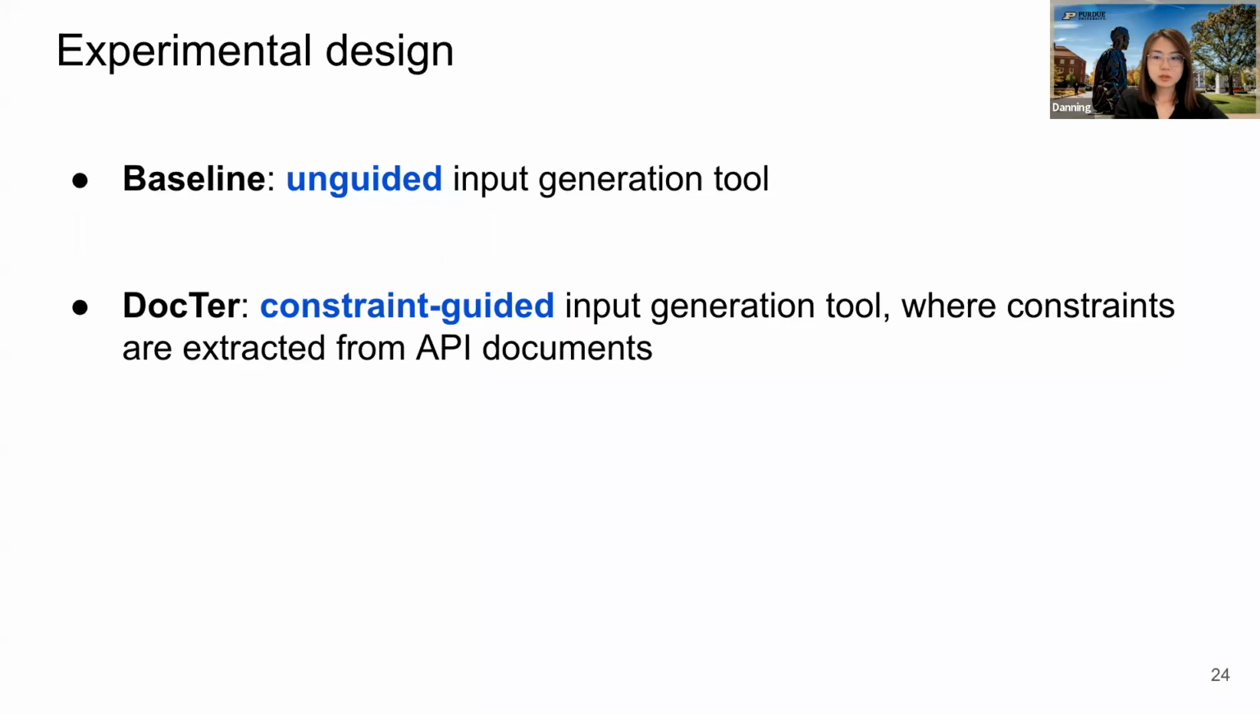To evaluate DocTer for bug detection, we compare DocTer with the baseline method. We implement an unguided input generation tool as the baseline. The only difference between DocTer and the baseline is that the baseline has no knowledge of the constraints. We choose to implement our own baseline because the existing fuzzers either have no knowledge of the constraints and cannot generate deep learning specific structures, such as tensors, or they require manually encoded test inputs.